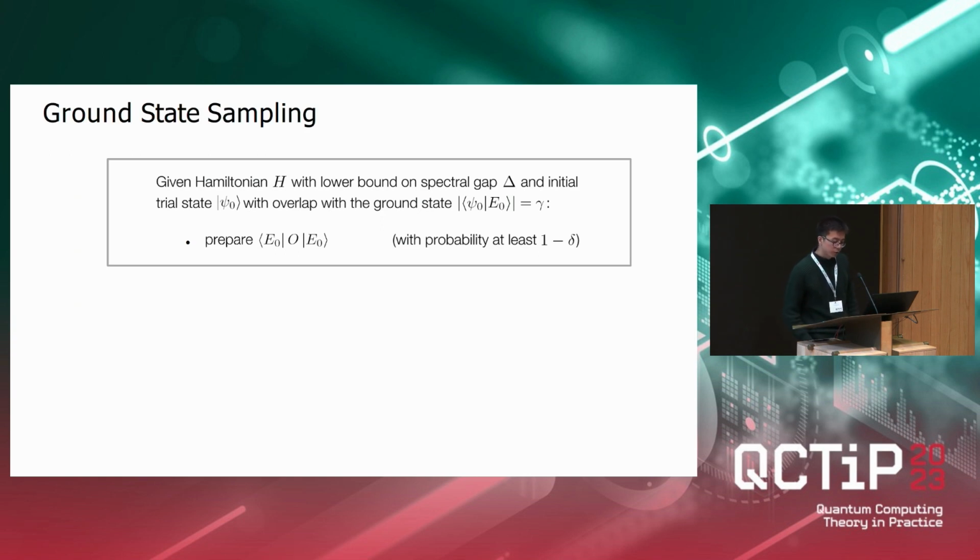So earlier we were looking at computing ground state properties, and it turns out we can do something like this also with our approach. So given the usual conditions for ground state problems, so given a lower bound on a spectral gap and given an initial trial state with good overlap, we're also able to, for instance, use our approach to give an algorithm to prepare observables with respect to the ground state.